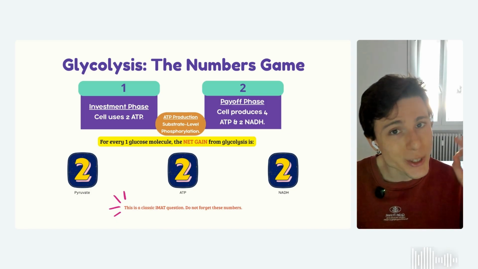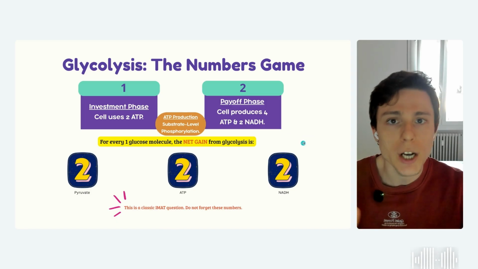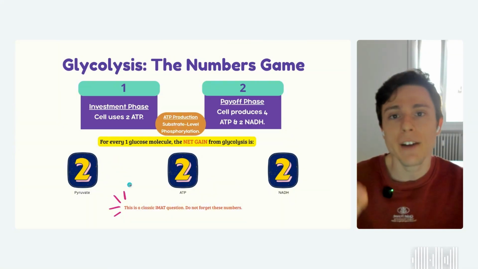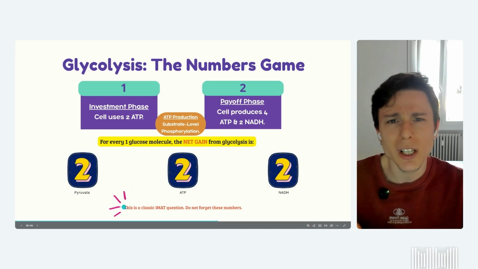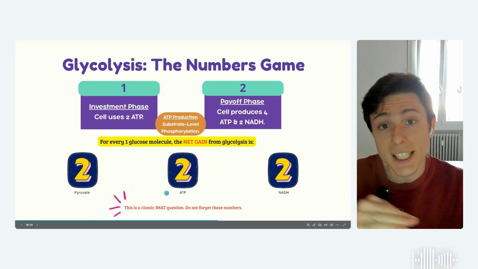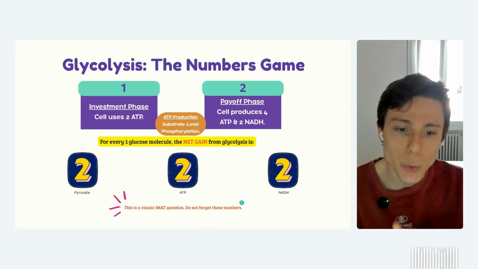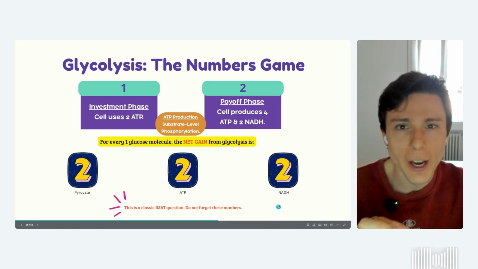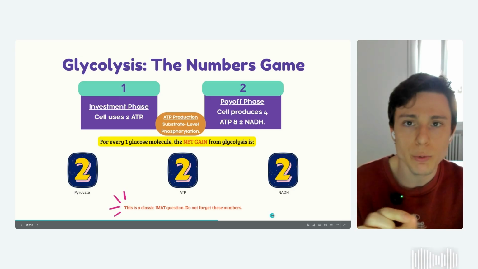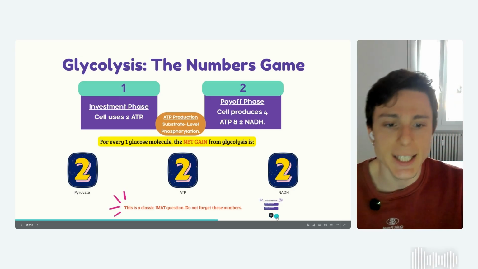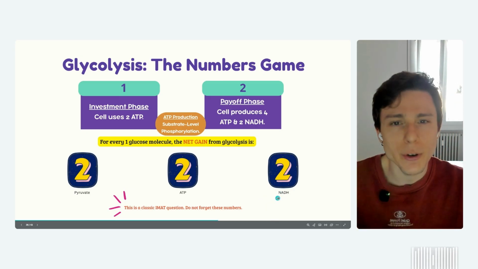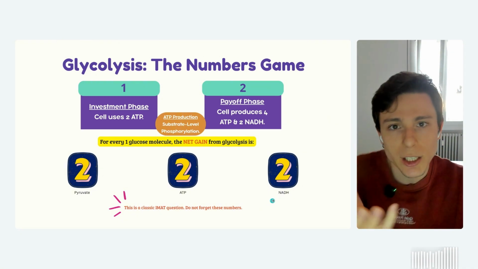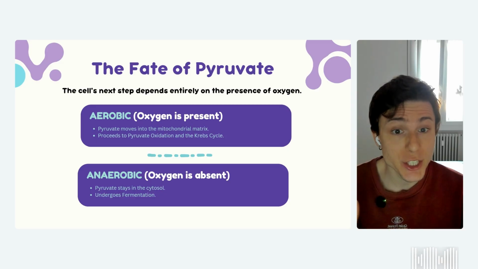But if there's something that you can't forget in any possible way, it is this mantra, okay? 2, 2, 2. This is what you're going to have at the end of glycolysis. So 2 molecules of pyruvate, 2 molecules of ATP as a net gain, and 2 molecules of NADH. Remember these guys? These are the cofactors responsible for transporting electrons straight to the mitochondria to produce ATP. So they're not enzymes, but they're very important because they're part of the process of oxidizing the substrate, the glucose.